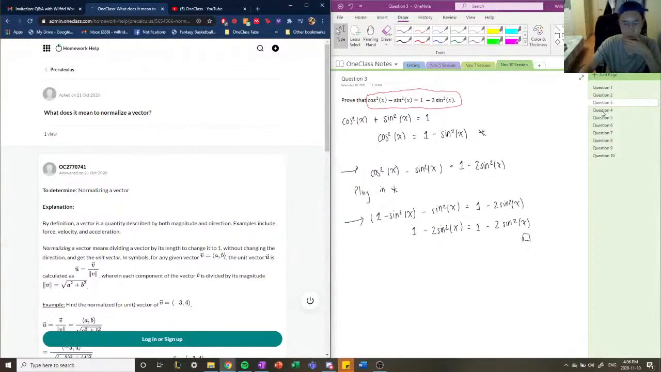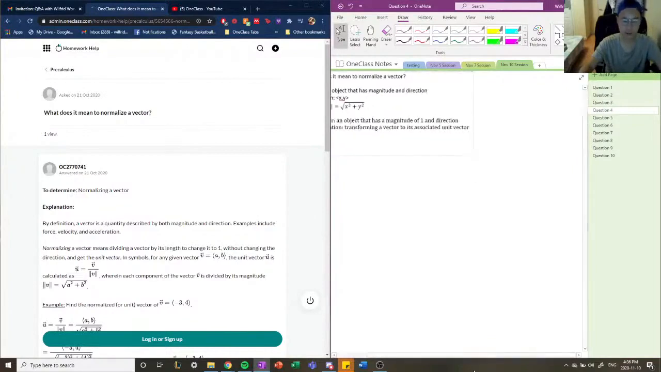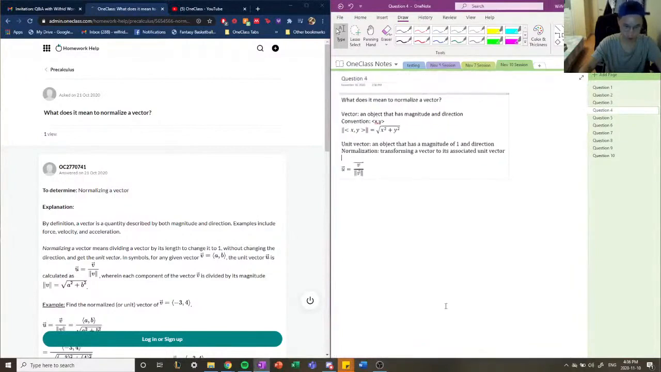Moving on, we're going to talk about question number 4. I already wrote out some definitions here because it took me a long time to write them all out. The question reads, what does it mean to normalize a vector? So we need to talk about a vector first.